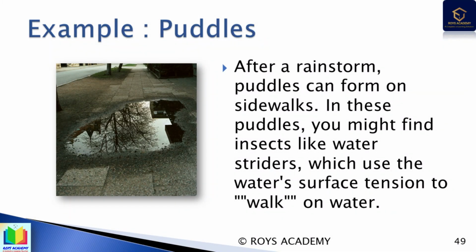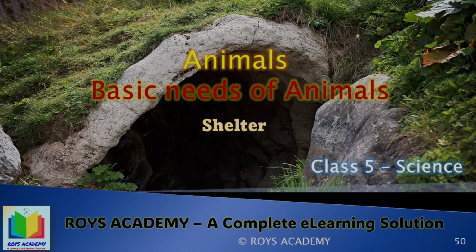Example: after a rainstorm, puddles can form on sidewalks. In these puddles, you might find insects like water striders, which use the water's surface tension to walk on water. Understanding the significance of water and its sources helps us appreciate the interconnectedness of life on Earth and emphasizes the importance of preserving this precious resource for the well-being of both individuals and ecosystems.